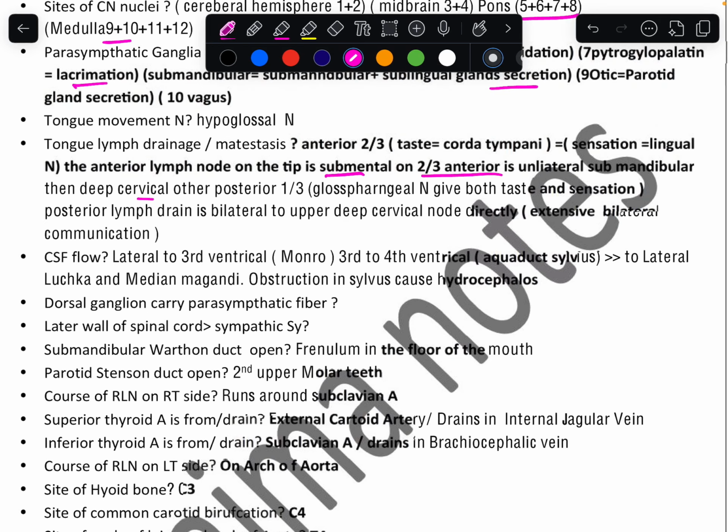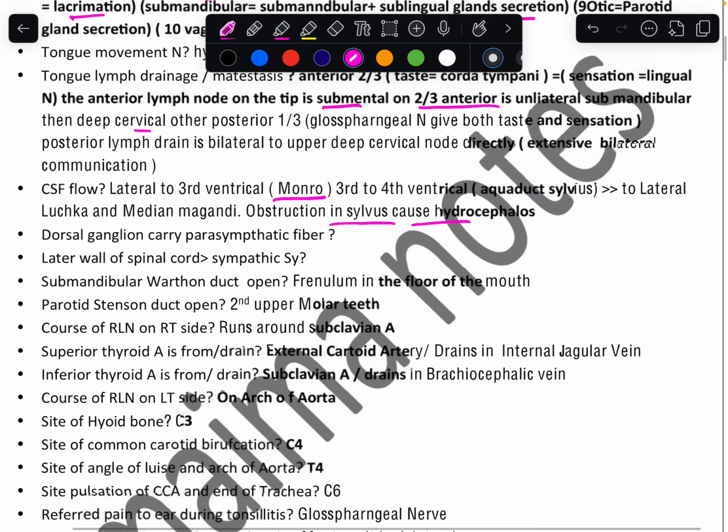CSF flow: lateral ventricle to third ventricle, then third to fourth by aqueduct. Dorsal ganglia carry parasympathetic, lateral wall of the spinal cord sympathetic. Submandibular duct is Wharton's, opens at the frenulum; parotid duct is Stensen's, opposite the second upper molar tooth.